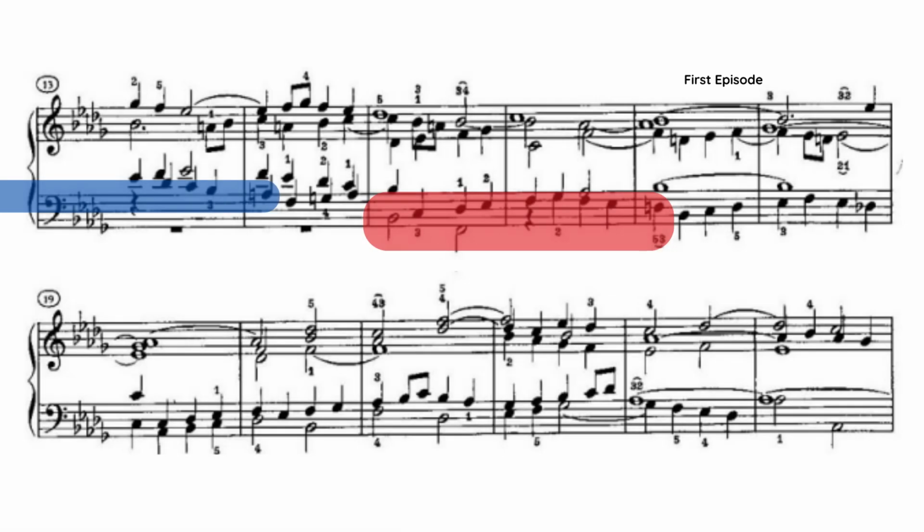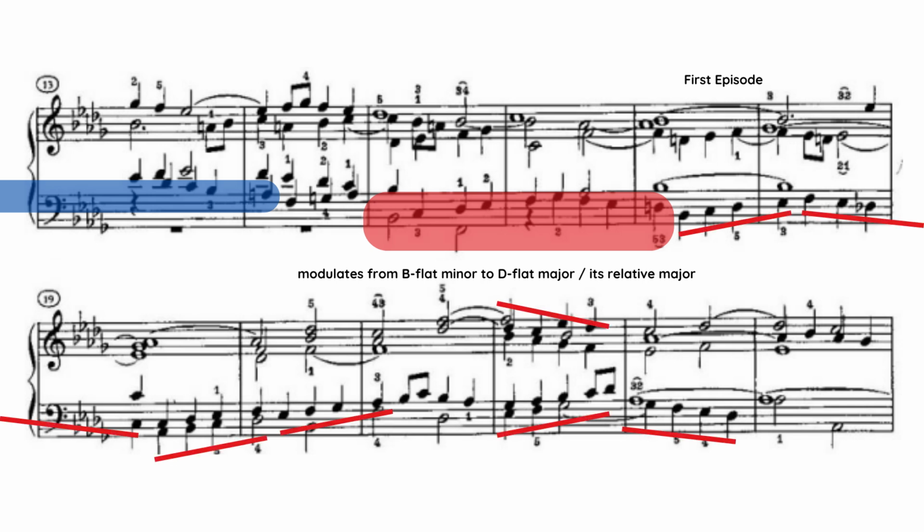We are now in the first episode. In this episode, we modulate from B-flat minor to D-flat major, which is its relative major. As you see, the first episode is built upon the last 4 notes of our main theme, both by direct and inverse movement.